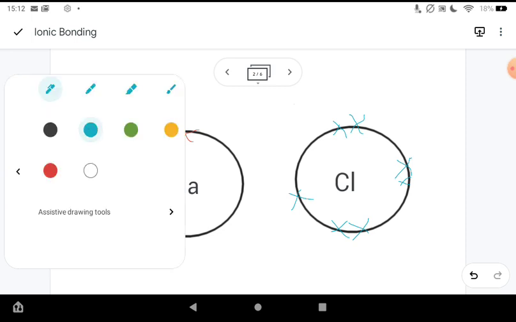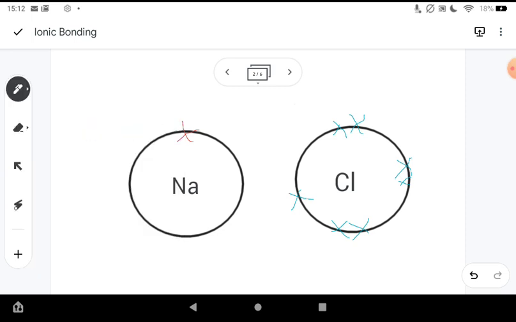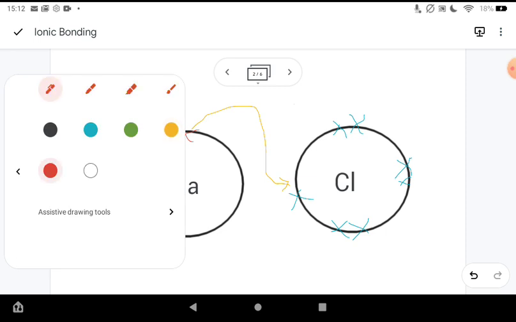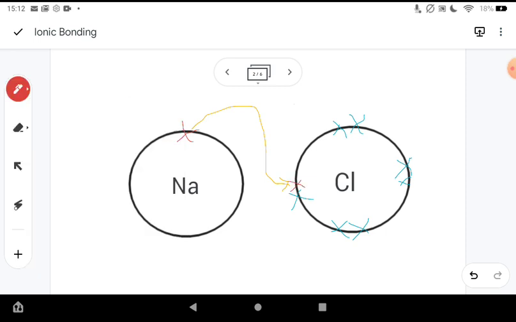Now, what that means is that I need a full outer shell or an empty outer shell. I need either 8 in the outer shell or I need 0. This has got 1, this has got 7. So the easiest way to do this is to take the outermost electron on the sodium and put it on the chlorine. So as a result, the chlorine will have 8 electrons and sodium will have none because it's lost it. Now this will get you no marks in the exam because this is not how you draw it.